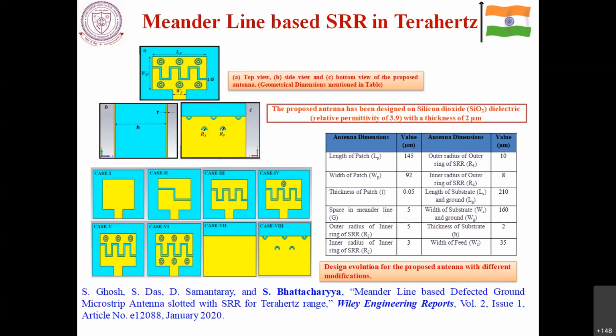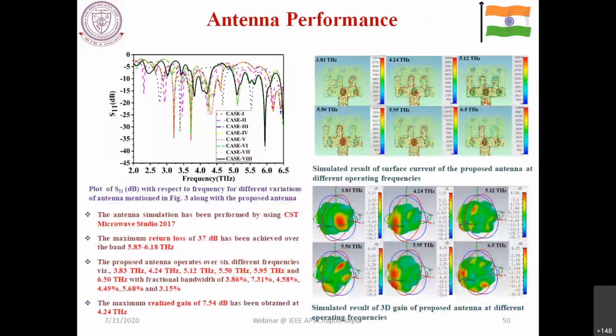Unfortunately, we can't carry out the measurement of this one. Over a silicon dioxide dielectric, this has been designed using a gold layer. And here you can see, with different steps, how the configuration has been enhanced. Here you can see the gain pattern, where in all the cases the gain is more than 5 dBi. It operates at 6 different frequency bands, and in fact a return loss of 37 dB has been realized.